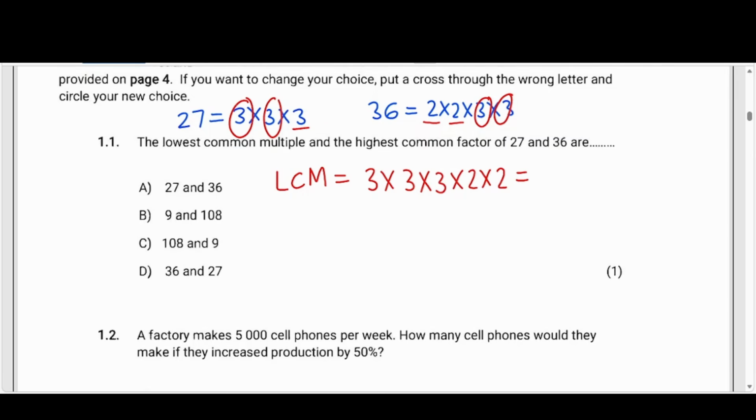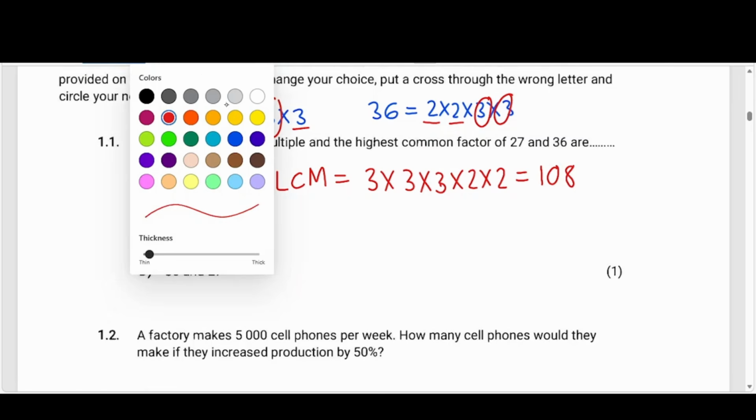Okay, so the lowest common multiple, you take all the factors, but you don't duplicate. So if you've got a 3 in both, you don't write it twice. You should get a pretty big number. That's the point. That multiple is usually a big number. So 3 times 3 is 9. 9 times 3 is 27. 27 times 2 is 54. 54 times 2 is 108.